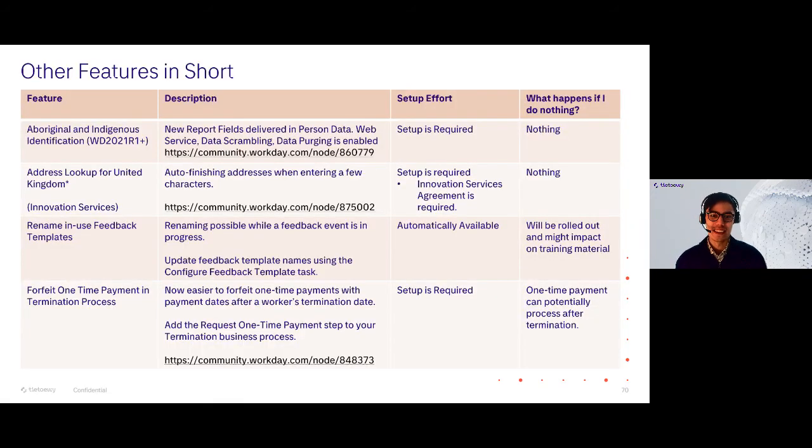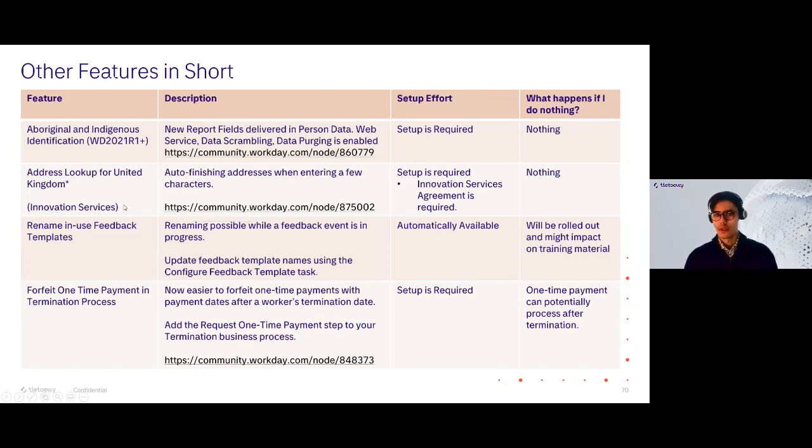So these are listed in the What's New report. We have a new report field delivered in the person data for the Aboriginal and Indigenous. I haven't really looked up how to pronounce that. Setup is required, and if you choose to do nothing, nothing will happen.